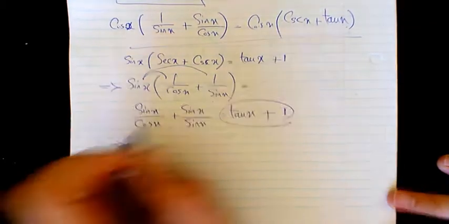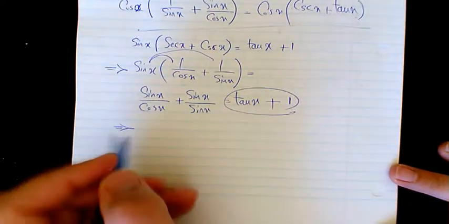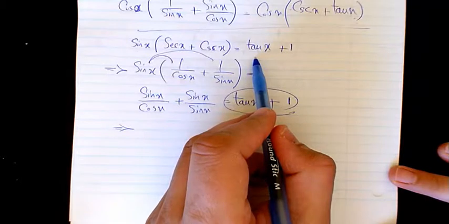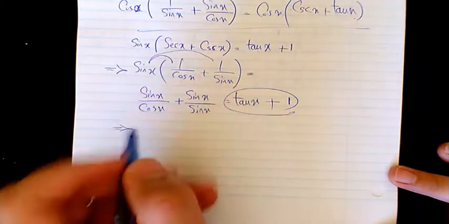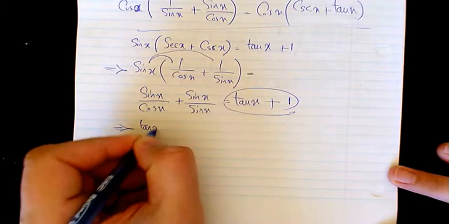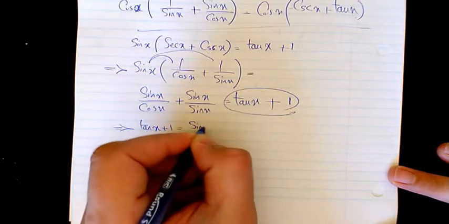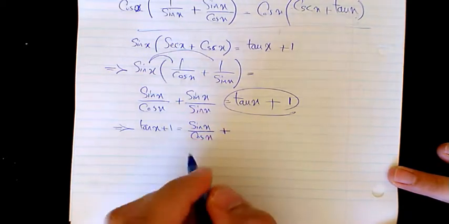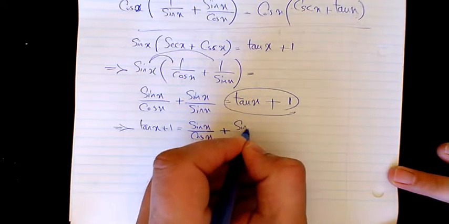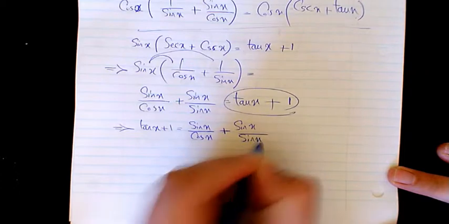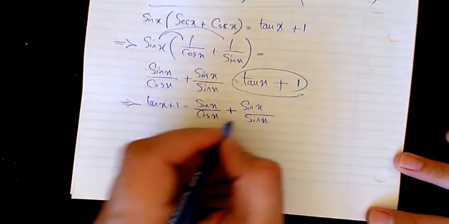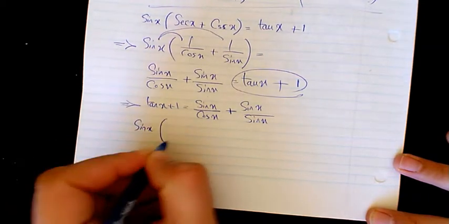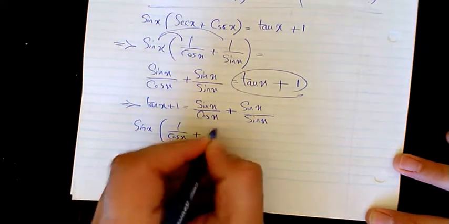Another method, if we want to go from right to left, if we look at here, we just need to basically factor sine. So tan x plus 1 is the same as sine x over cosine x, and here we have sine x divided by sine x, because that's 1. So now if I factor sine, it's going to be 1 over cosine plus 1 over sine x.